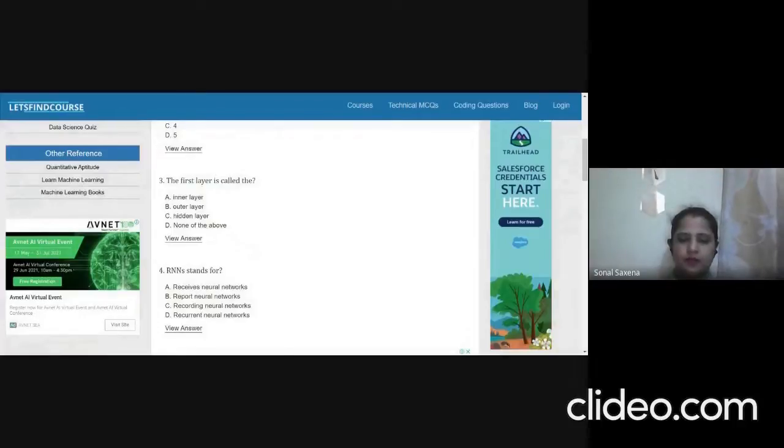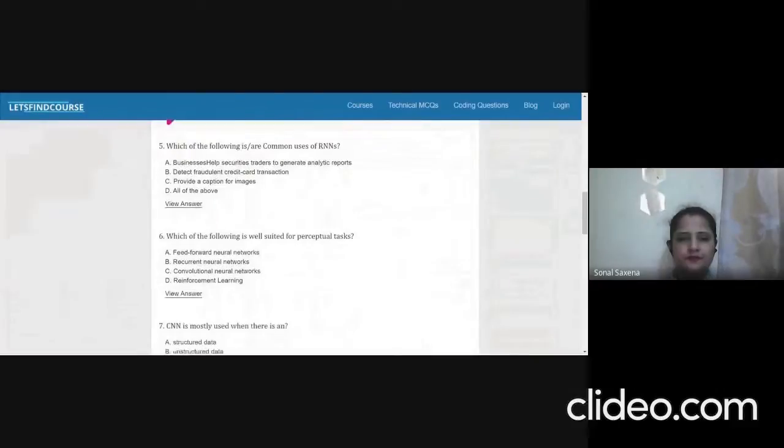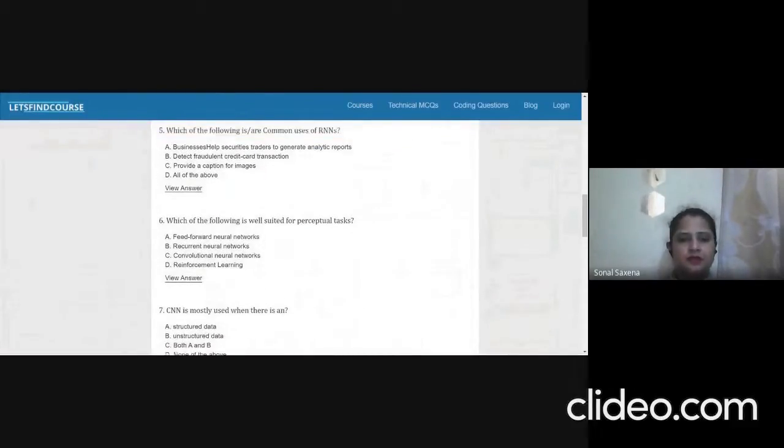Now I hope you were able to answer the question here. Let me take you to the next set of questions. Number 5 and 6. Which of the following is or are common uses of RNN, recurrent neural network? Businesses help security traders to generate analytic reports, detect fraudulent credit card transactions, provide a caption for images, or all of the above.